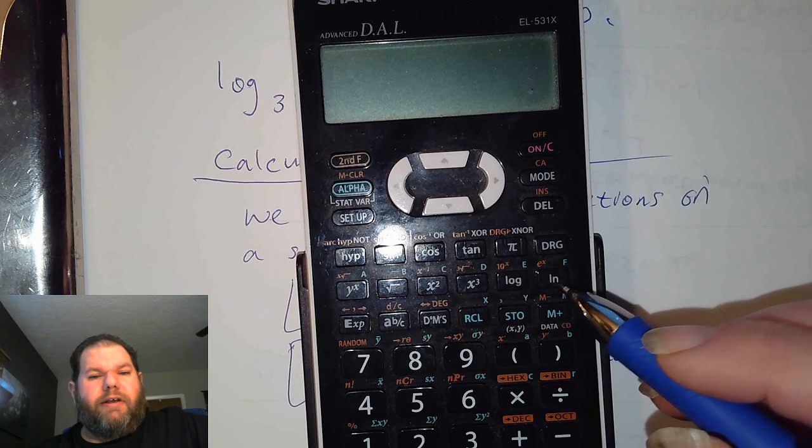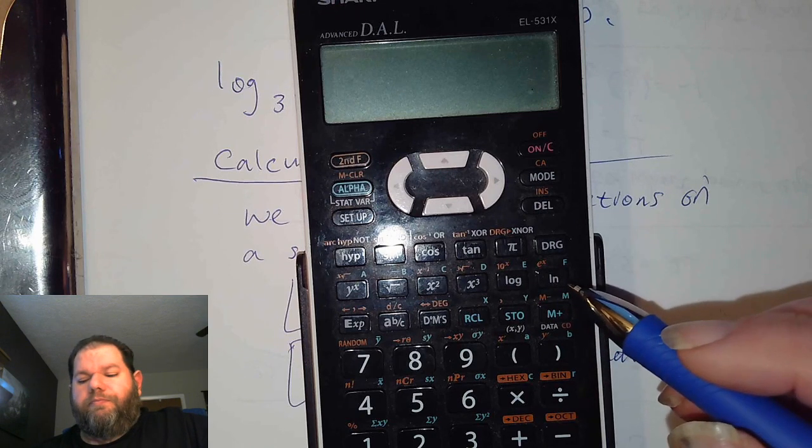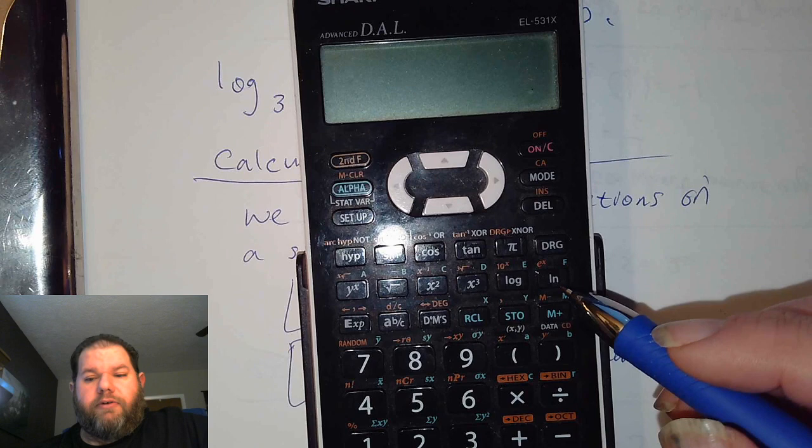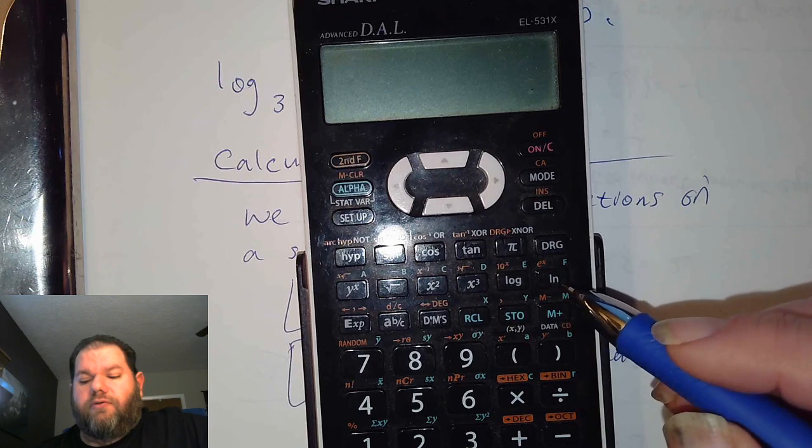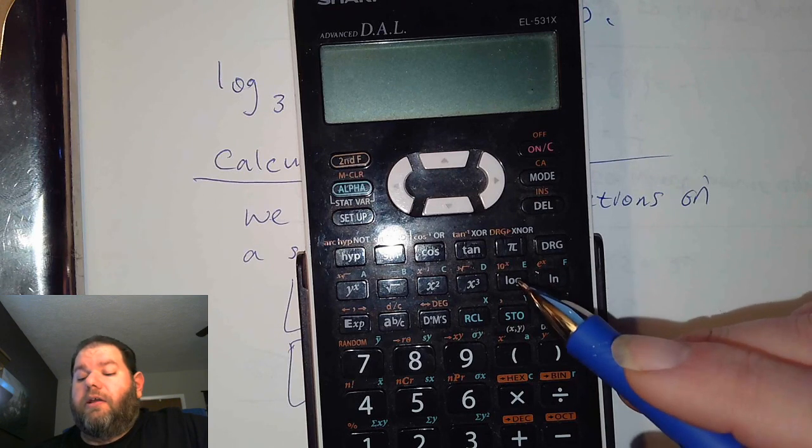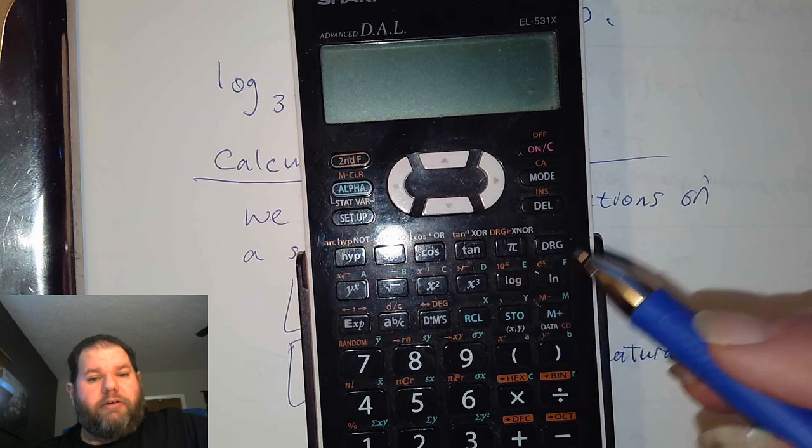I don't know why it says ln instead of nl. I have no idea why the order is that way, but that is the natural logarithm. So we have these two buttons that we can use to calculate logarithms.